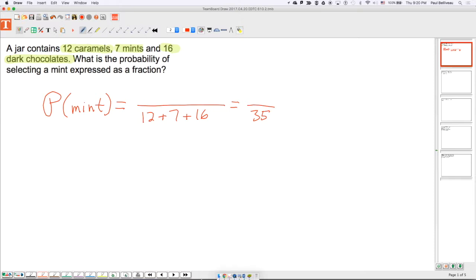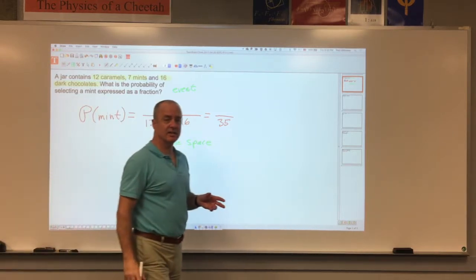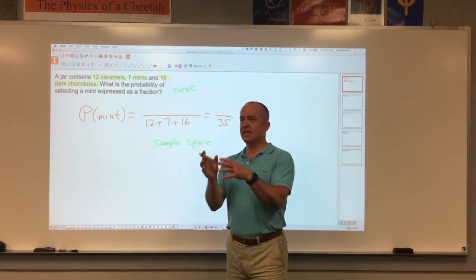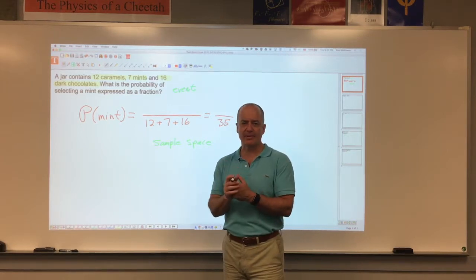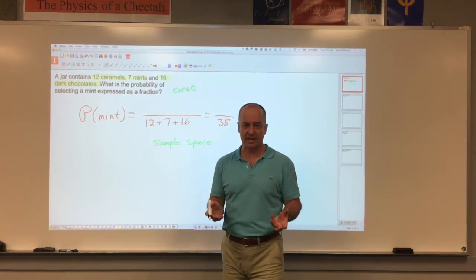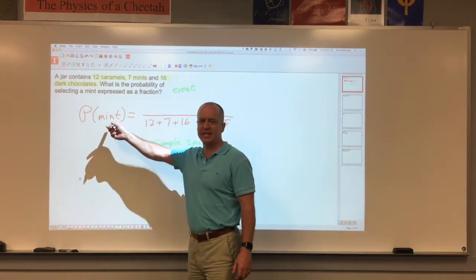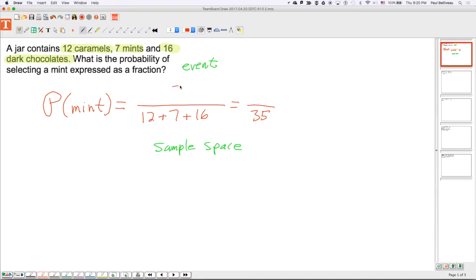Hopefully I have. So this here on the bottom is our sample space. It's everything that can happen. Now our event, up on the top, is just the number of things in the activity that correspond to what we want to happen, what we're trying to find the probability of happening. We're trying to find the probability of getting a mint. Well, according to this, there are 7 ways to get a mint. That's it. So the probability of getting a mint is 7, the number of items in our event.